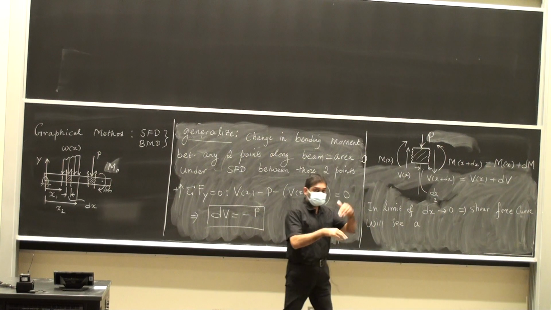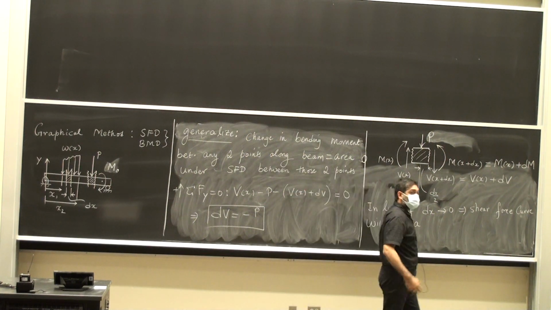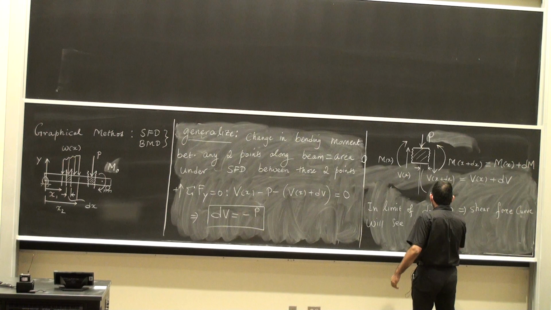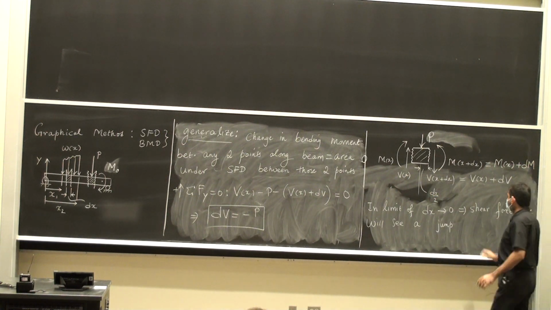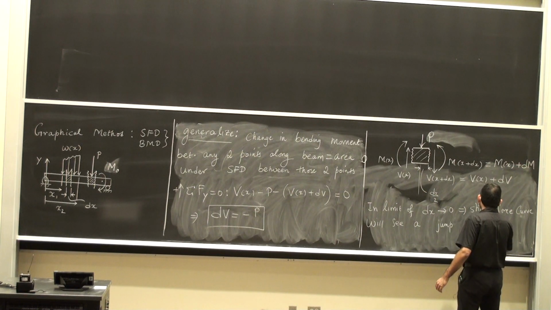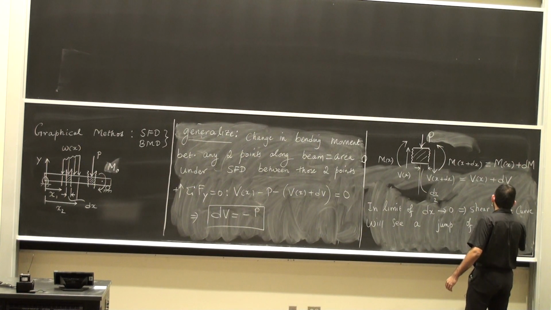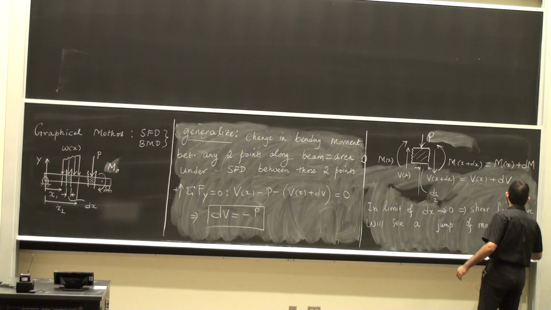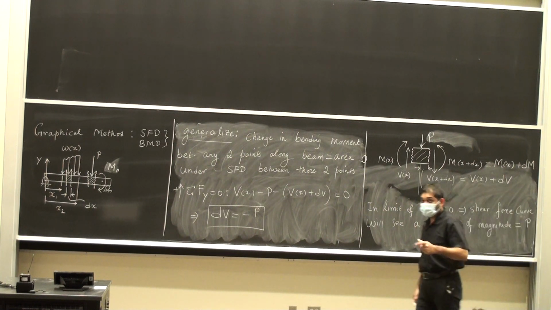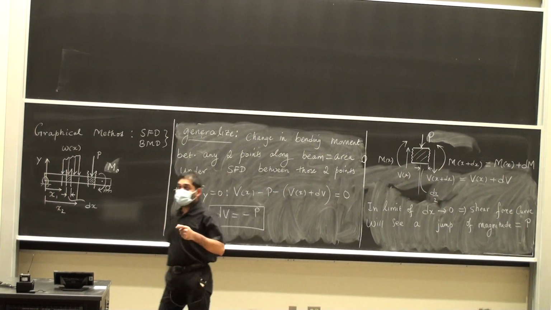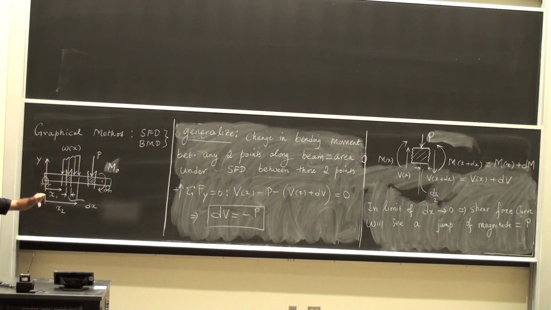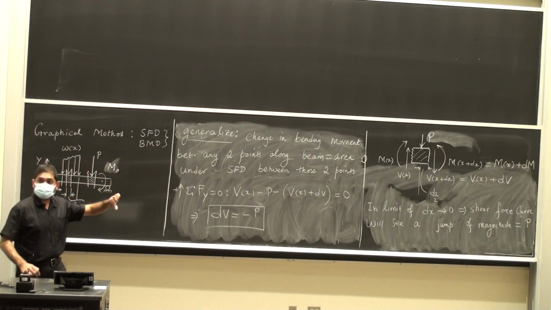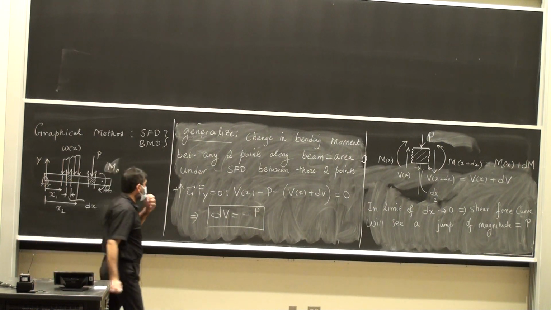A jump discontinuity is a jump of magnitude equal to capital P. The keyword is magnitude. If P is pointing up, dV is going to see a jump upwards. If P is pointing down, dV is going to see a jump downwards. Okay, so this is a downward jump.